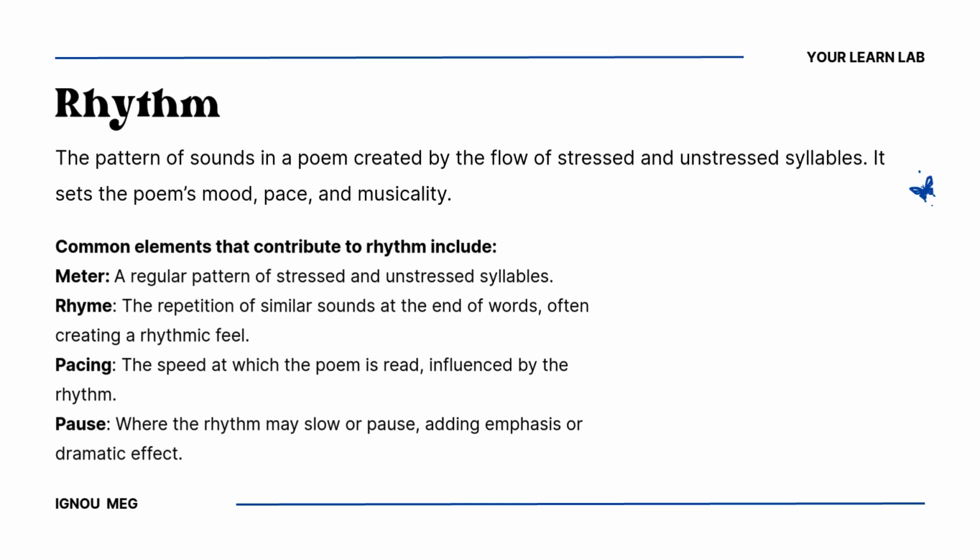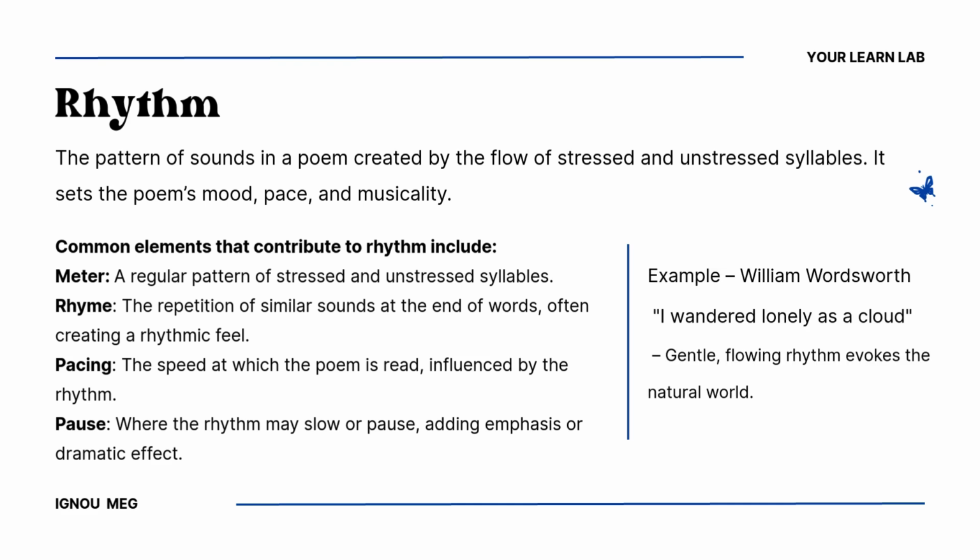Now, rhythm is made up of a few key elements. You've got meter, which is the pattern of stressed and unstressed syllables, and there's rhyme, where words sound similar, usually at the end of lines, pacing, or how fast or slow you read the poem, and finally pauses, where the poem intentionally slows down or stops for dramatic effect. All of these things together shape the tone. For instance, in the line, "I wandered lonely as a cloud," there's a calm, gentle rhythm that matches the peaceful imagery of the poem.